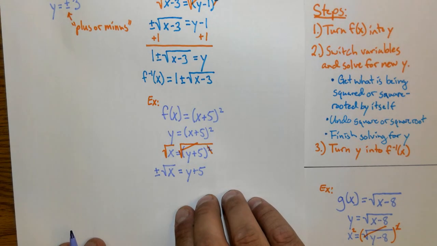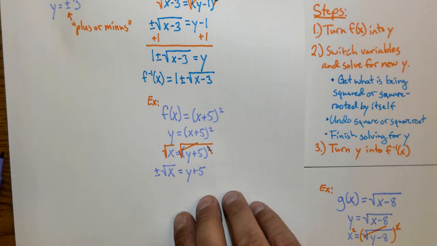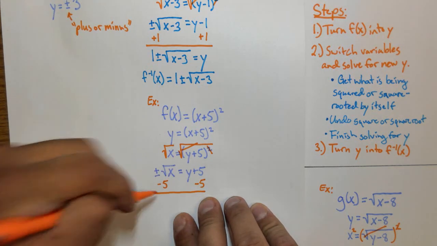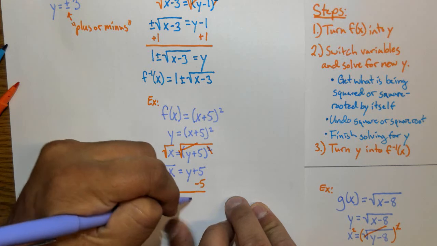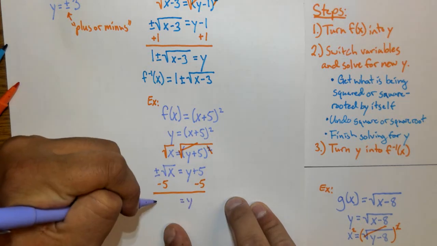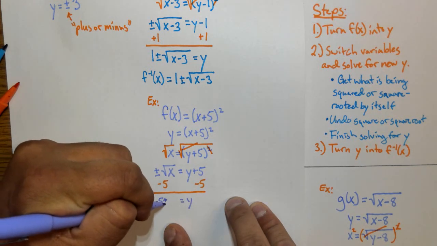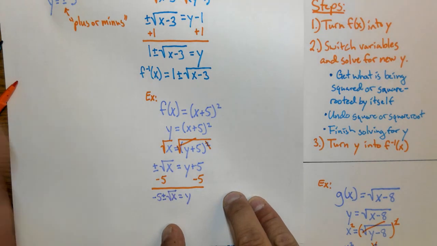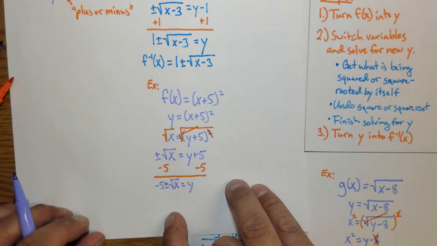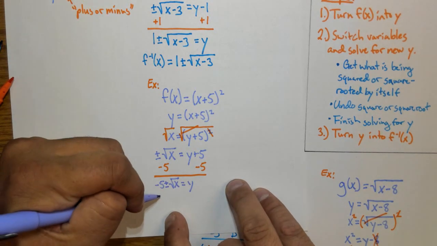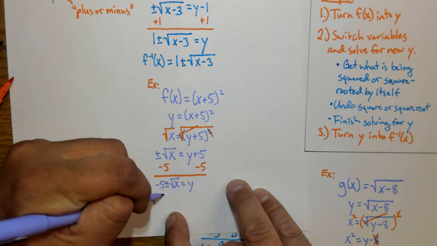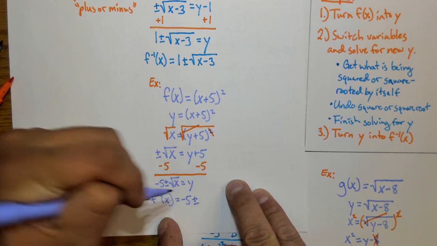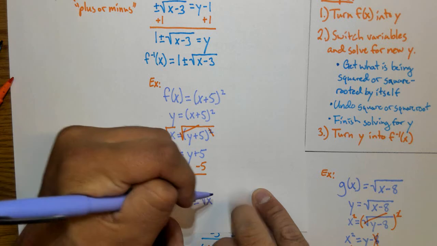And then finally, just finish solving for y. So we're going to subtract 5 from both sides. y is equal to negative 5 plus or minus the square root of x. And then finally, last step, we want to turn y into f inverse of x. So f inverse of x is equal to negative 5 plus or minus square root of x.